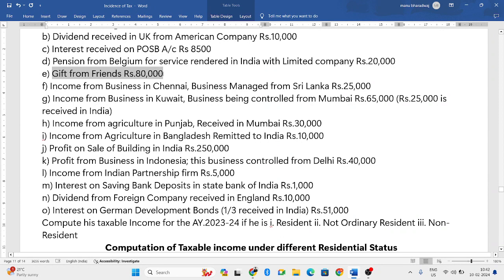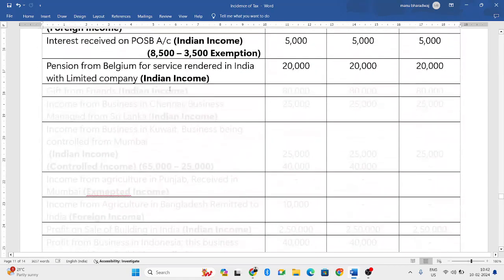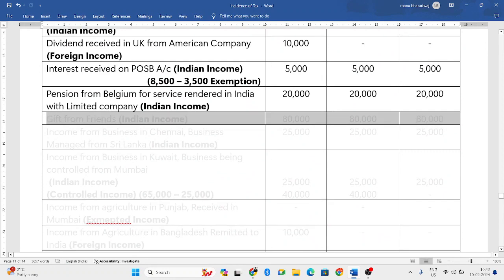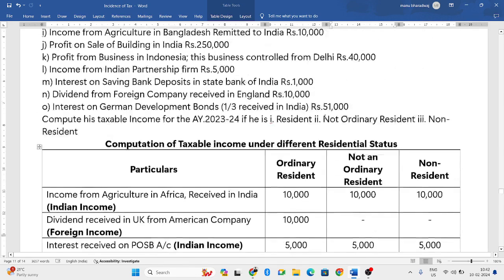Gift from friends. As I've told you in the part 1 video, if your friend is giving a gift up to 50,000, you will have the exemption. If the amount is above 50,000, then the complete amount will be taxed. So your 80,000 is more than 50,000, so the complete 80,000 will be taxed. So 80,000 is an Indian income, so all the three people will be taxed: 80,000, 80,000 and 80,000. Next.